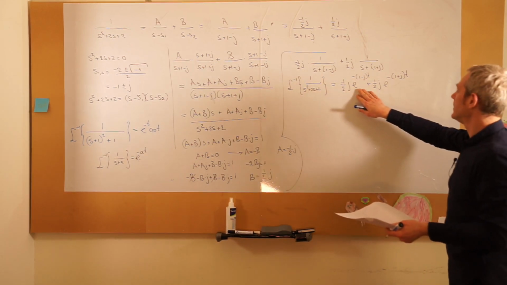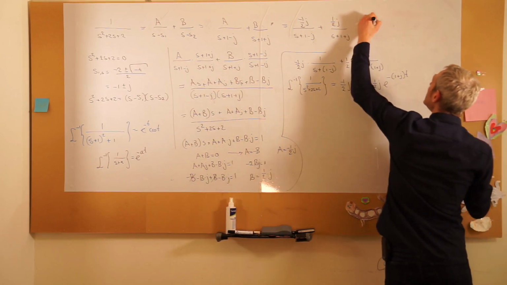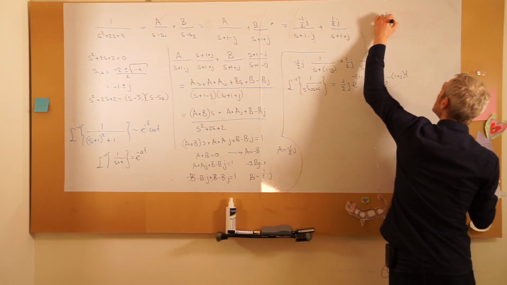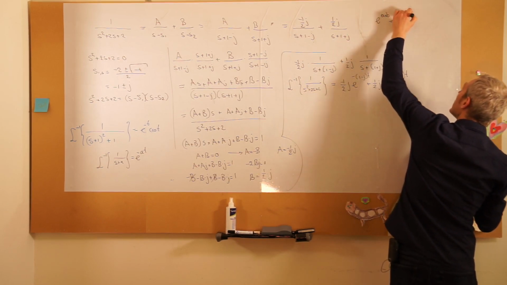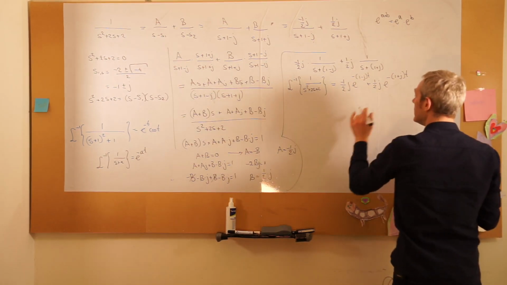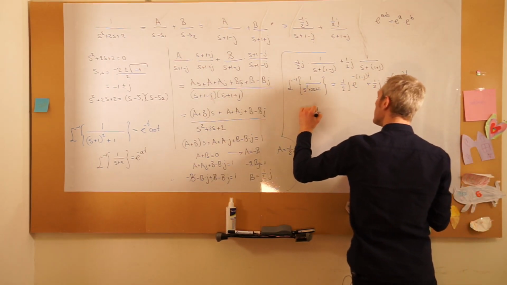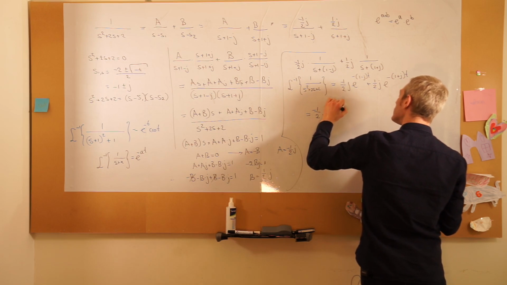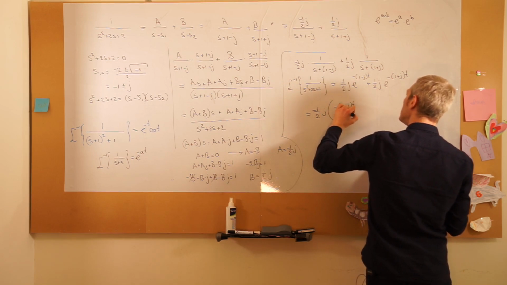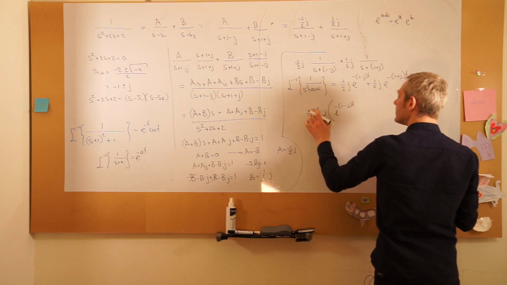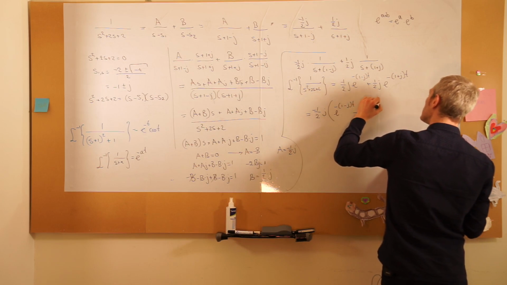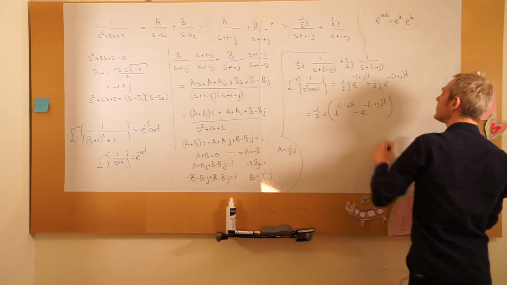But we can rewrite these exponentials, because we know that e to the power of a plus b is e to the power of a times e to the power of b. So that's the first thing we're going to use here. I'm going to just take this minus 1/2 j, and then write e to the power of minus 1 minus j times t, minus e to the power of minus 1 plus j times t. So this is just rewriting this expression.